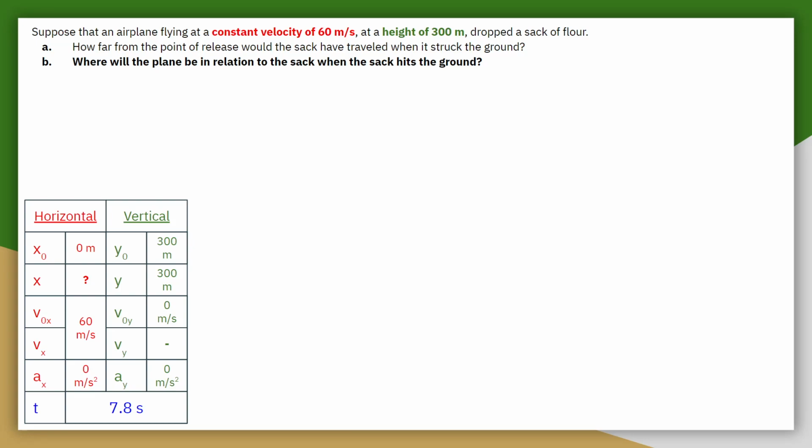Now, to answer part B, where will the plane be in relation to the sack when the sack hits the ground? Well, we can go with that same list of horizontal variables. We know that the plane, when it drops the flour, would be at a horizontal position of 0 meters. It is traveling at that constant speed of 60 meters per second. Because it's a constant velocity for the plane, that means the horizontal acceleration is 0. And then we're trying to figure out what the position would be 7.8 seconds later.